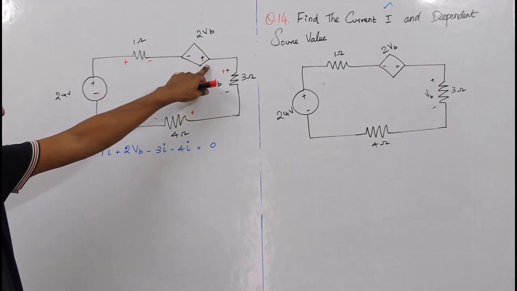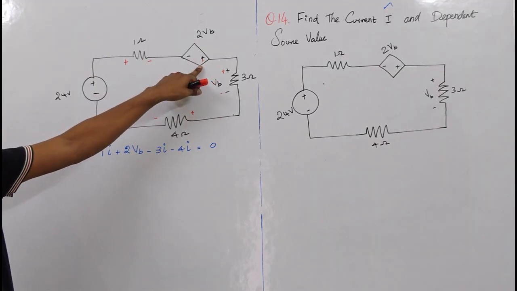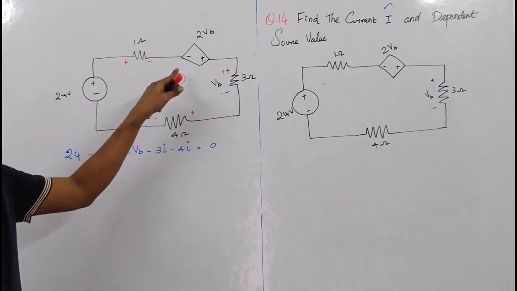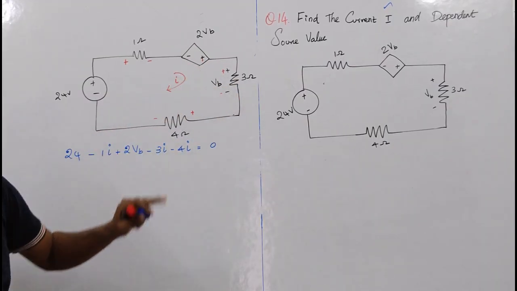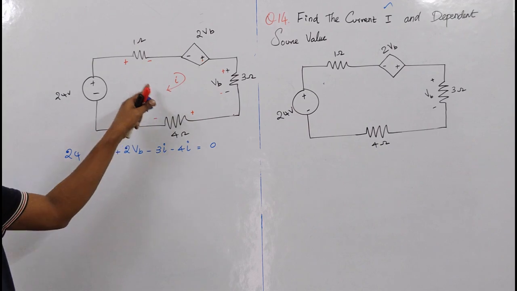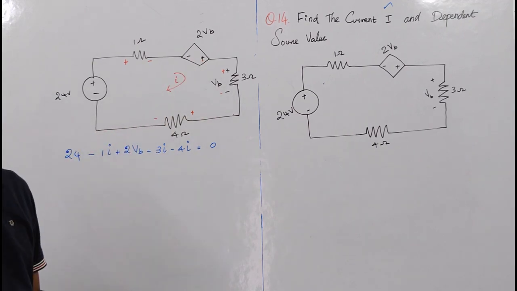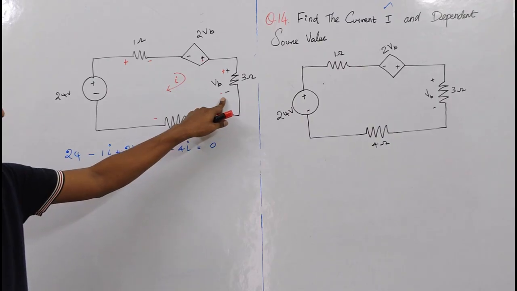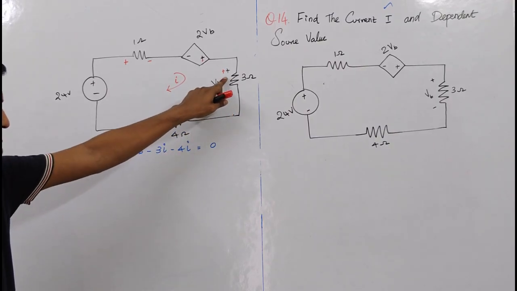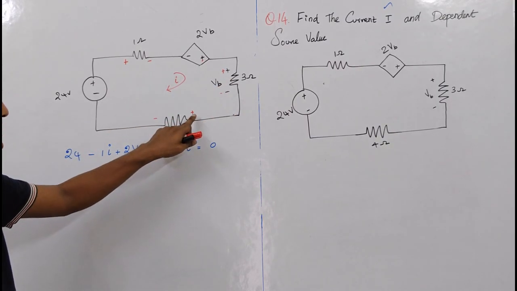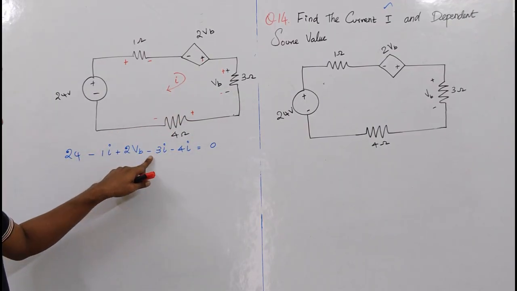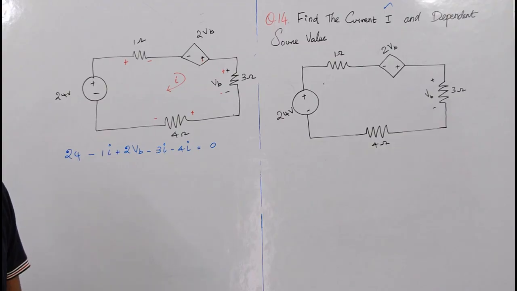So 24 minus I. Here plus and minus terminals are already there at the source, plus, so the current is also in the same direction. If the current is opposite at the plus and minus, we change the direction. So here the current direction and the source direction are both the same. Next, current enters at plus and leaves at minus, enters at plus, leaves at negative. So that is minus 3I minus 4I, equal to 0.